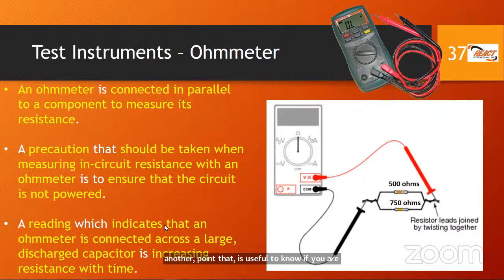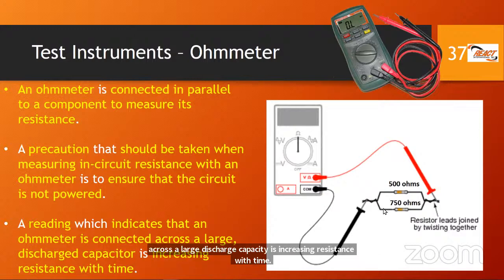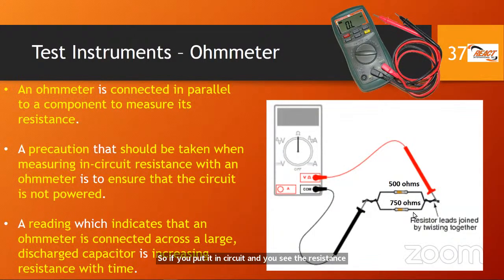A reading which indicates that an ohm meter is connected across a large discharge capacitor is increasing resistance with time. So if you put it in circuit and you see the resistance start to increase, that suggests that you have a capacitor in the circuit, because that's what will happen.